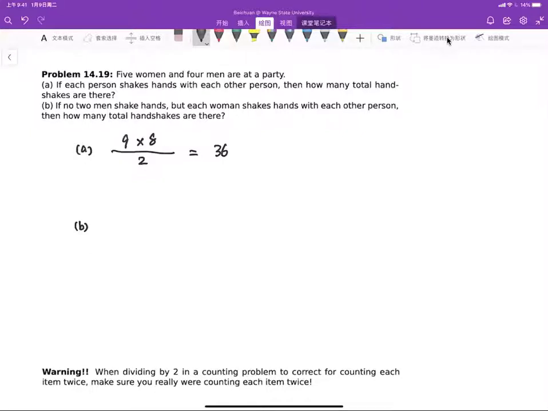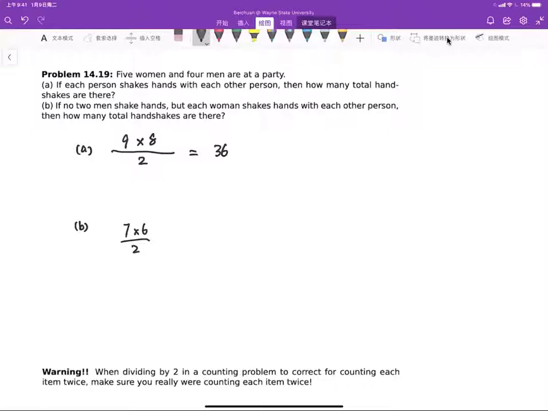Student: 21. Okay, so why is that? Student: Because 7 times 6 equals 42, and then divided by 2 equals 21. Why is it 7 times 6? Student: Because two men didn't go to the party. No, like they didn't shake hands.